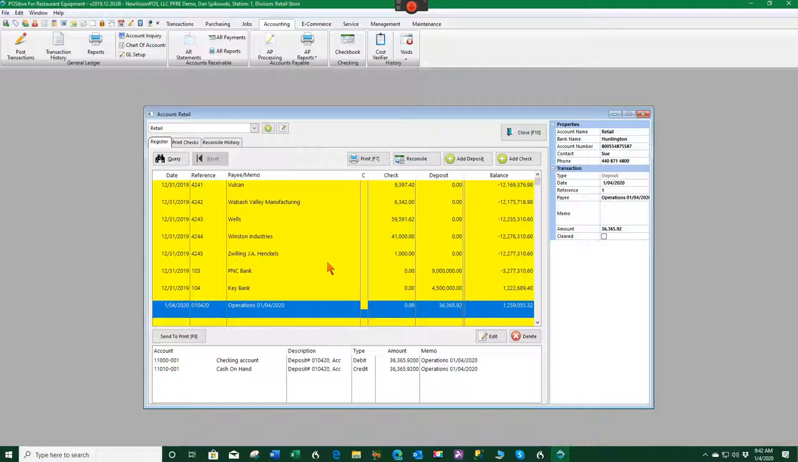So that's the reason you have to take your cash on hand and distribute it to one or more checking accounts, depending on what your desire is. Some people will put it into a payroll checking account. Others have multiple divisions that each have their own checking accounts. So that's how you distribute the money.